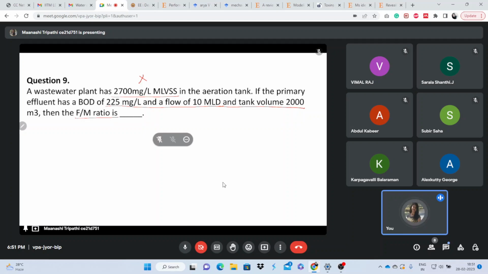Please think about the question and try to solve this. Here food is the substrate, meaning BOD, and biomass is the MLVSS. So it's not direct. It's not like you will divide 225 by 2700. You have to take care of the units and all those things, and this will be in terms of absolute numbers. So try to solve this question.